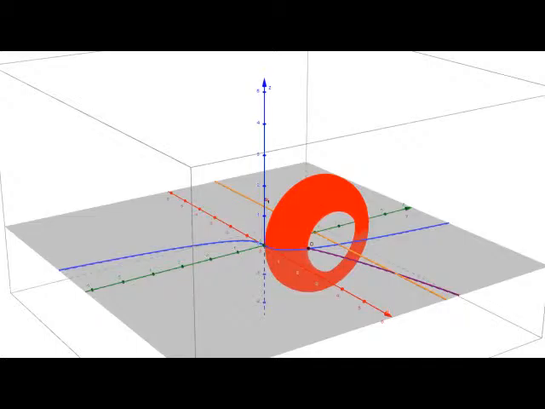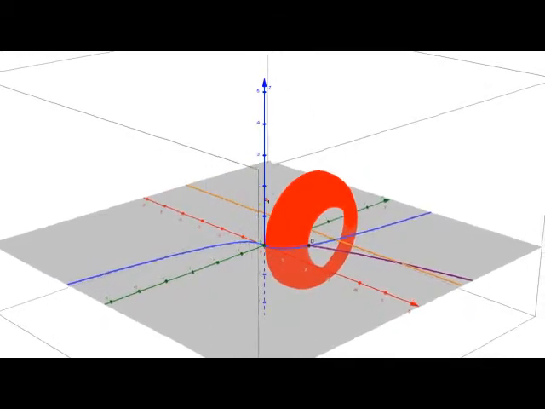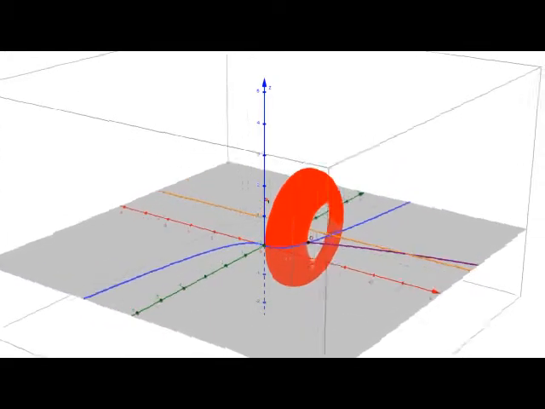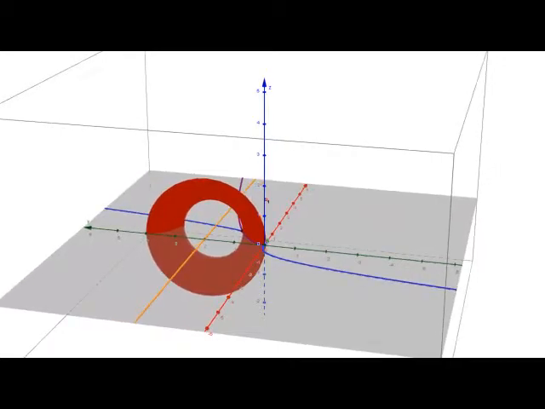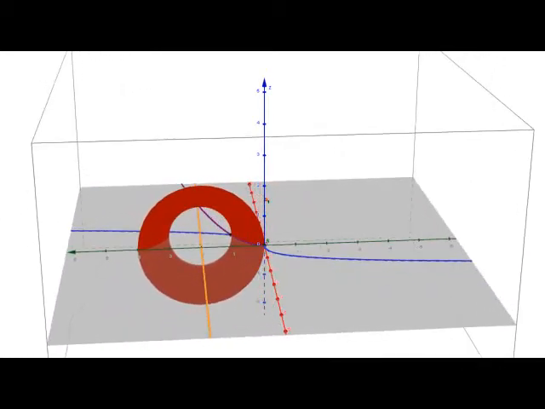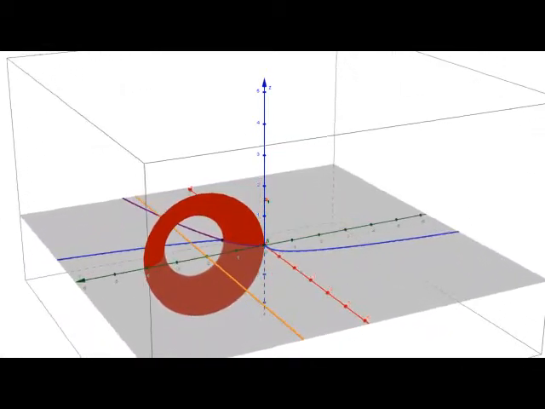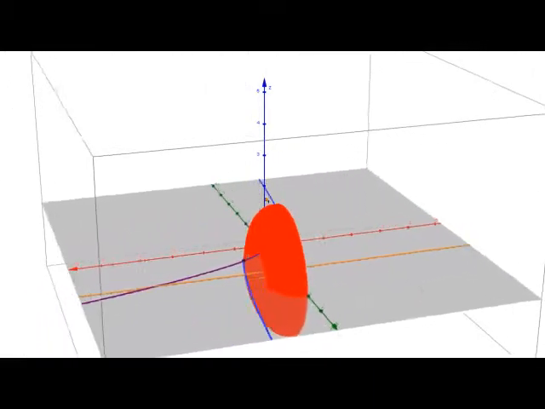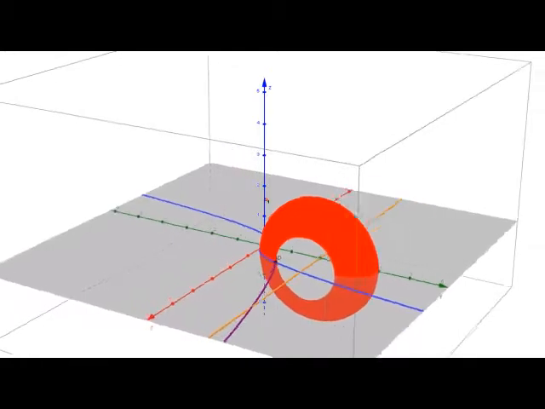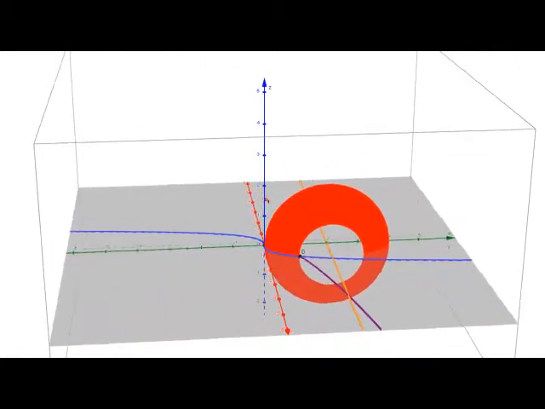This is the shape, a big sort of bowl, I suppose. And we're going to be trying to find the volume of this particular shape. GeoGebra 5 is quite powerful.